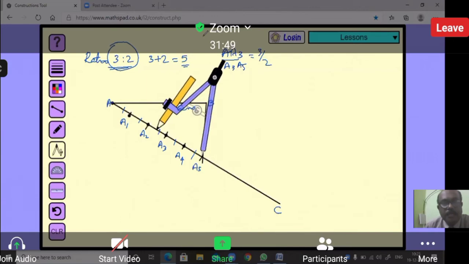If you take a small radius of 1 centimeter or something like that, it will be very difficult to get the exact point. So you can take 2 centimeter or 3 centimeter radius depending on the length of your A5. I have taken this much as the radius. There is no measurement, you can take any radius, underline the term any. And after that I lock this because my compass radius will not change.